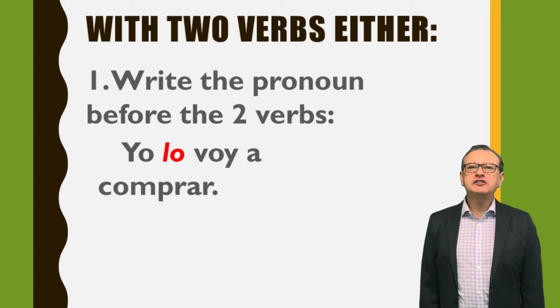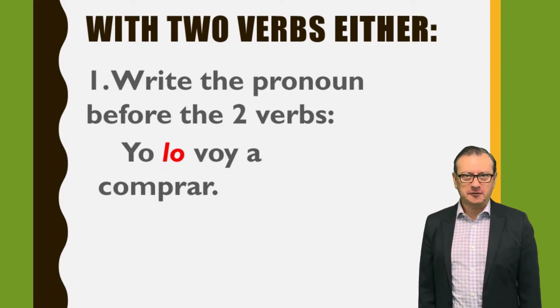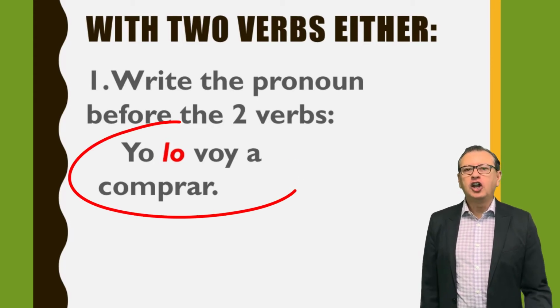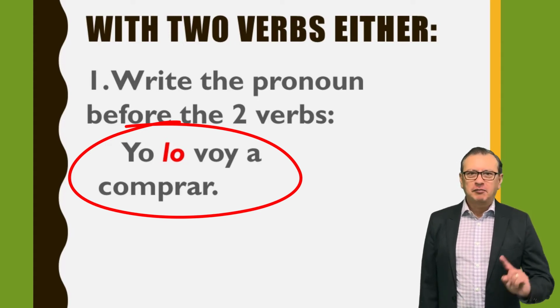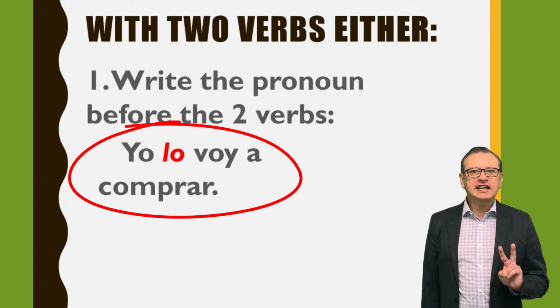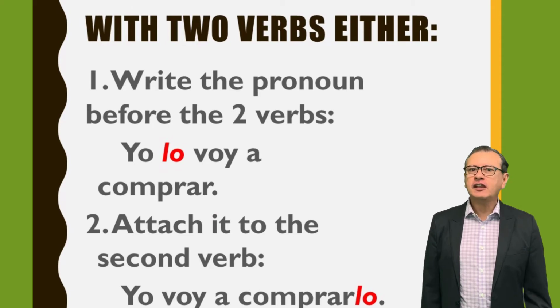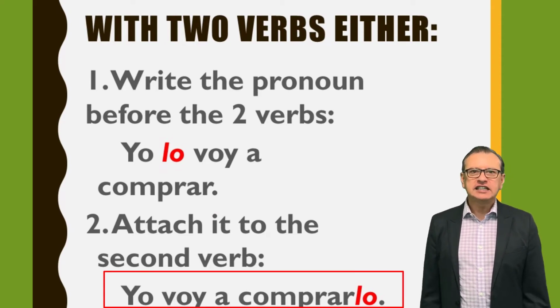What happens in the case of two verbs? Well, there are two alternatives. The very first one, obviously, you will put it before the first verb. For example, in this sentence, I'm gonna buy it. Yo lo voy a comprar. Try not to place the pronoun lo in between the two verbs. Place it before the verb, or second alternative, place it attached to the second verb. Yo voy a comprarlo. I'm gonna buy it. So this is pretty much following the same structure of English.